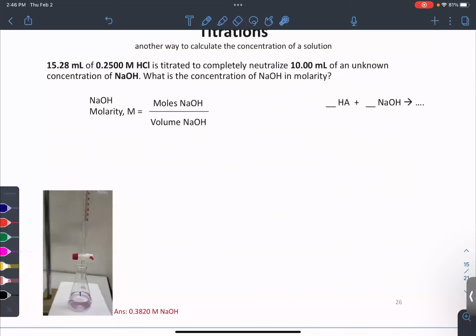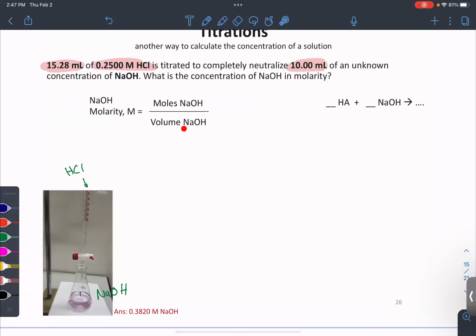So in this example, I'm telling you it takes this much HCl with this concentration to completely neutralize 10 milliliters of sodium hydroxide. So sodium hydroxide is actually in the flask, the Erlenmeyer, and HCl is in the burette in this case. So that's how much it took to neutralize the sodium hydroxide. What is the concentration of sodium hydroxide in molarity? So again, inspect the units. Molarity of sodium hydroxide will be moles of sodium hydroxide present over the volume of sodium hydroxide you used.